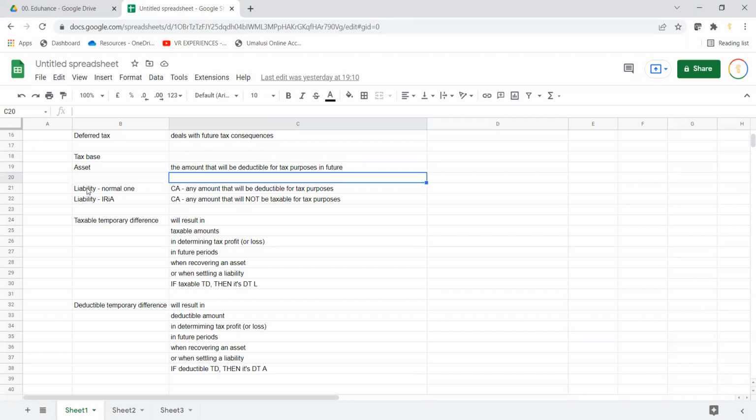Then we have a liability. For a liability, we have a normal definition, if I can put it that way, and we also have an income received in advance definition.